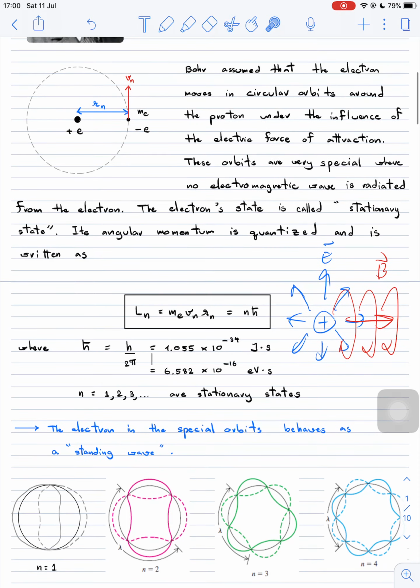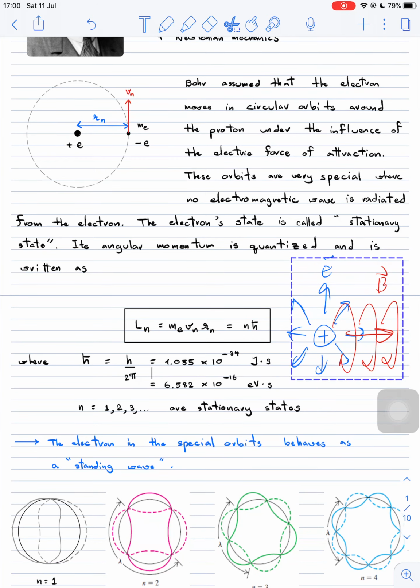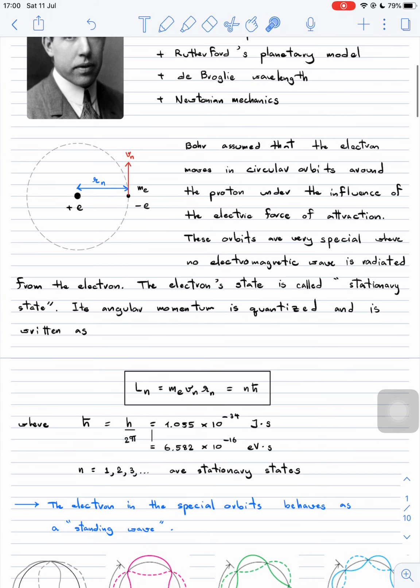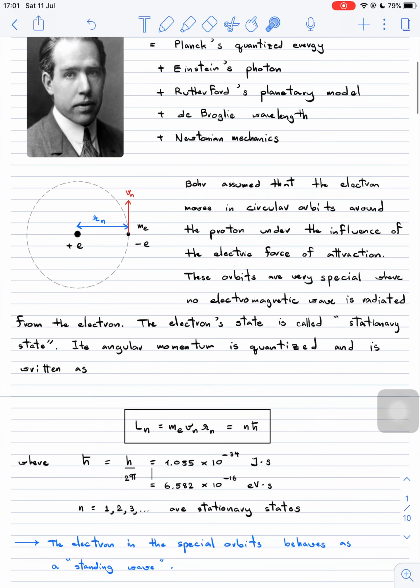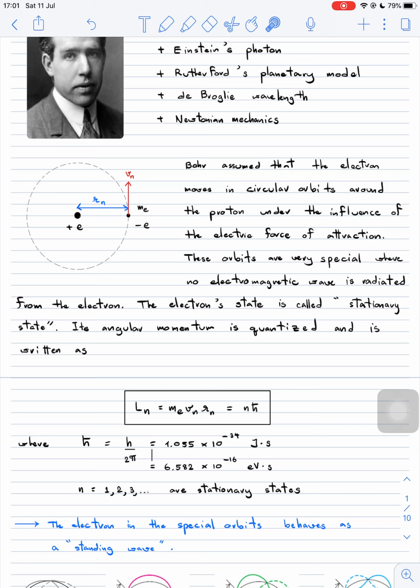Then the problem is, if the electron is circulating around the proton, it means that this electron will radiate an electric field and magnetic field as well. So the electron will lose some energy as it moves. Then the radius of the orbit should decrease, and decrease more, and decrease more, to be something like this. To prevent this, Niels Bohr assumed that the electron is in a special orbit, so there's no electromagnetic wave radiated from the electron.